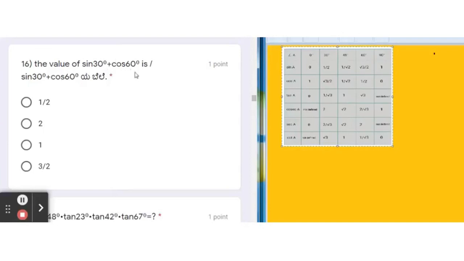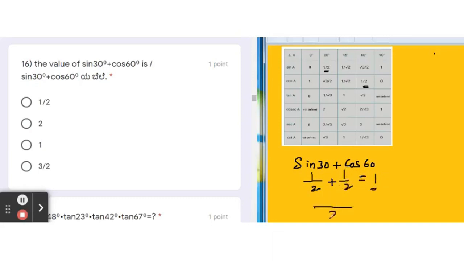16th question. The value of sin 30 plus cos 60 is. To crack this problem, we have to know the trigonometric angles. Here sin 30 value is 1 by 2 based on the table, and cos 60 value is also 1 by 2. 1 by 2 plus 1 by 2 is 1. So half plus half is obviously 1. This is one way. Another, if you want to know through LCM, 2 and 2 LCM is 2, and you have to add 1 plus 1. 1 plus 1 is 2 by 2, which is nothing but 1. So the correct option for this question is C, 1.